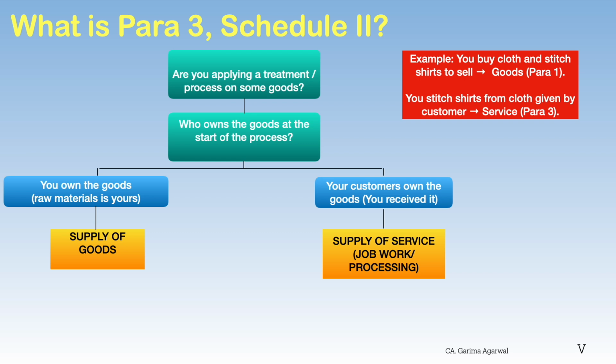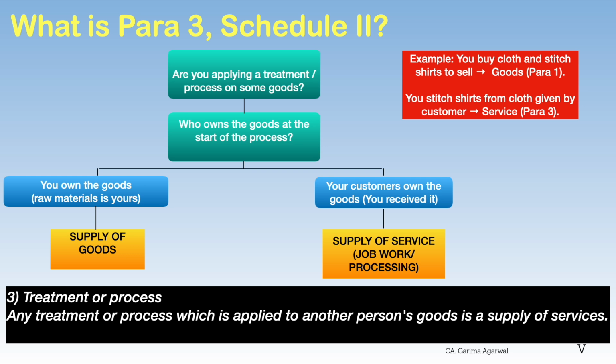Now what is para 3 of schedule 2? It says any treatment or process which is applied to another person's good is a supply of services. So the key word here is another person's good. Ownership of goods never transfers to the person who does the job. They are just applying the skill or labor to goods that belong to someone else. So if you're working on someone else's goods, then you are supplying a service. It is not a supply of goods here.